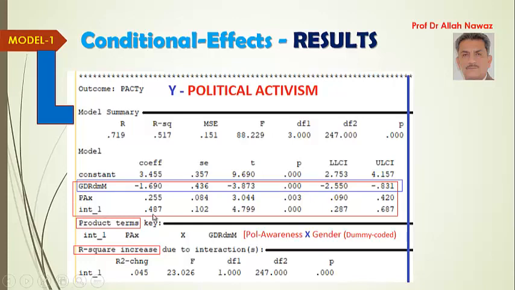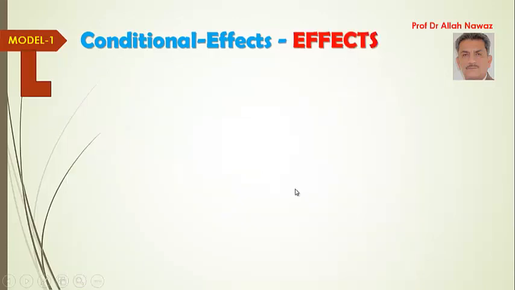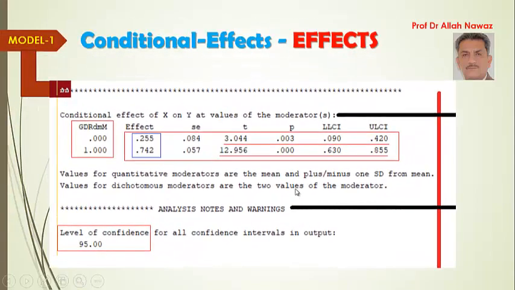Third, the interaction term has a huge coefficient of 0.487 with a t-score of 4.799, which is greater than 1.96. The p-score is also significant, and similarly the lower and upper confidence interval limits are also significant. The interaction term is also significantly affecting political activism. So we can see that all three variables have played a role in bringing 52% change in the Y variable. Now let's go to the results in terms of effects.